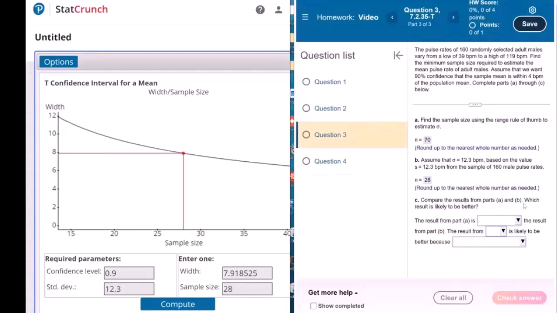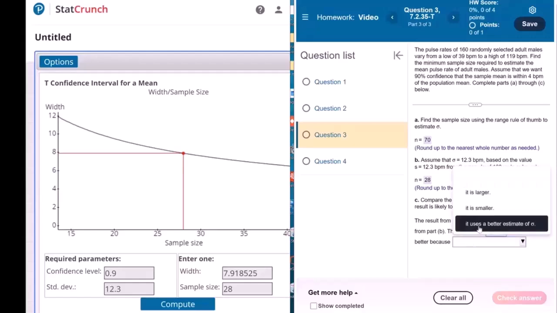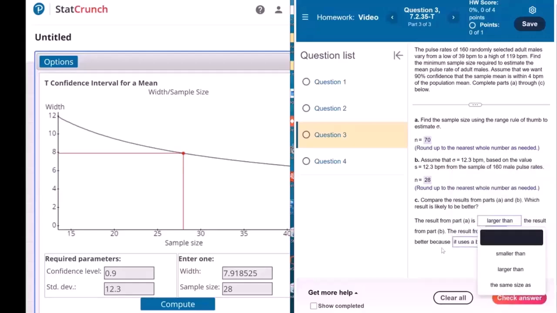Compare the results from part A and B. The result from part A is definitely larger than the result from part B. The result from part B is likely to be better because it uses a better estimate of sigma. Assuming that sigma, our population standard deviation, is 12.3 should give us a better estimate. Let's see.